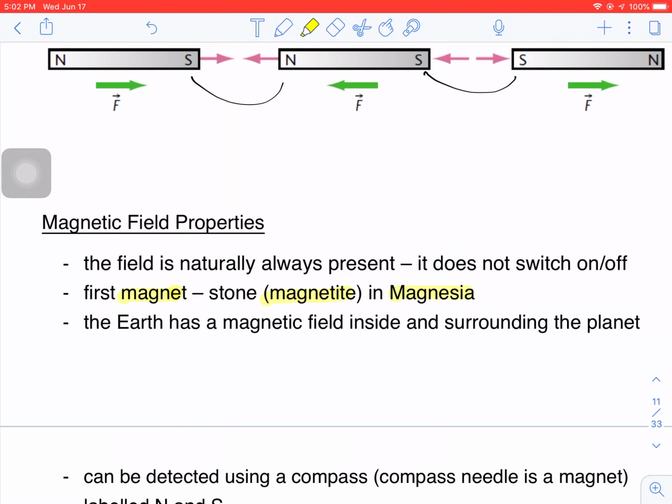Now, what they found was if they took a sample of this magnetite and basically suspended it on a string, it would always orient itself, so it would always point in the same direction. And we know today that's how a compass works. A compass needle is a magnet, and it aligns itself with the magnetic field of the planet.